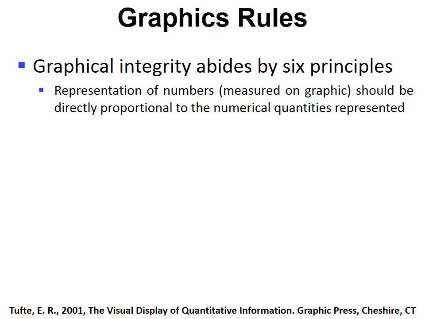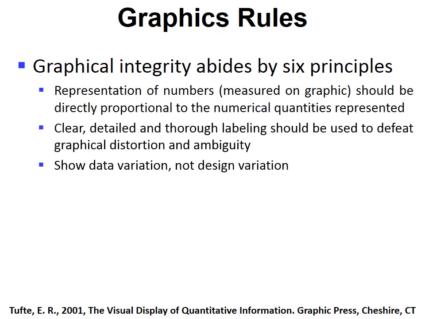First off, numerical data should be directly proportional to the numerical quantities represented. If we think back to the highway graphic showing increases in vehicle fuel economy, we can see the breach of this rule through the exaggeration of highway width in proportion to the increase in mileage itself. Second and third, clear labeling should be used to defeat graphical ambiguity. Furthermore, data variation, not design variation, should be emphasized.